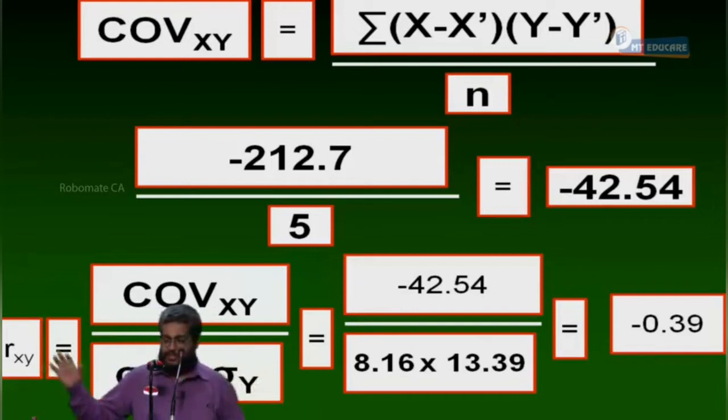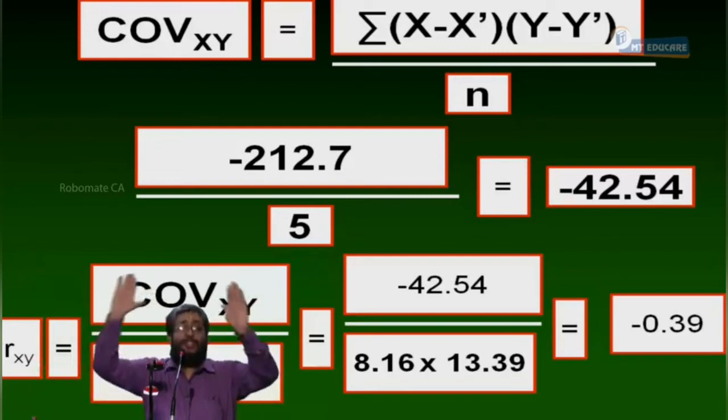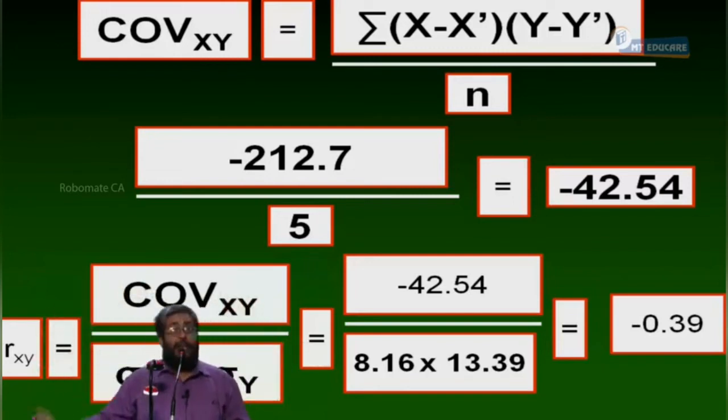Right or not? Next. When x increases by 1%, y decreases by 0.39%. When x decreases by 1%, y increases by 0.39%. True or false? Correlation never tells you the slope. It never tells you what the slope is. For finding out the slope between x and y, you have to go for regression.